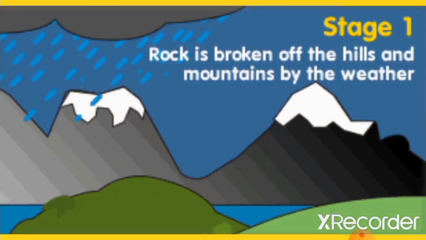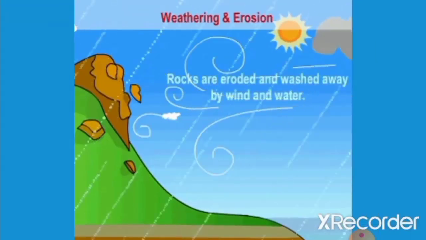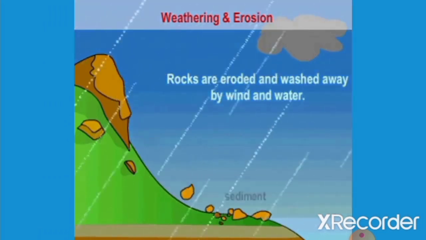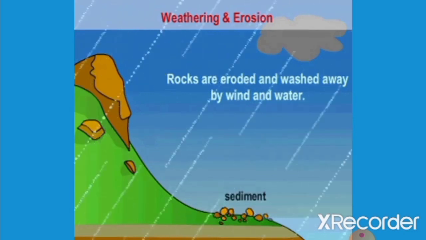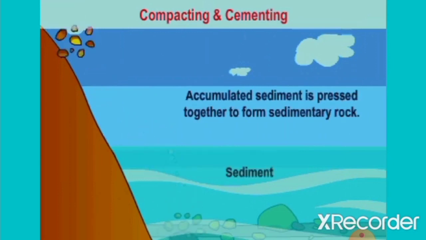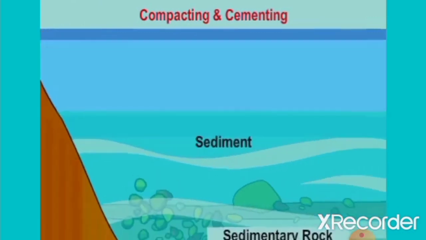The rocks are then broken off the caves and mountains. This means through the process of weathering and erosion, which is the first process, the igneous rocks are broken down, forming sediments, which are tiny particles of rock, and are washed down to the sea or ocean. And when they are washed down, they accumulate and they join together.